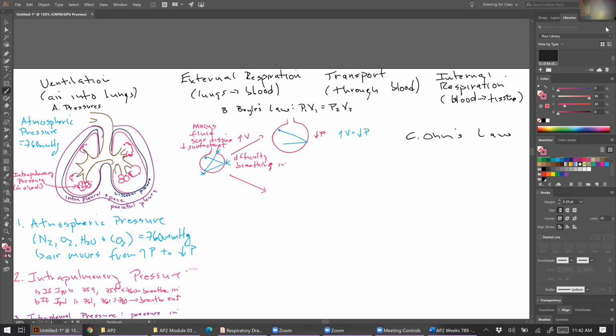Okay, so now if we're going to decrease the volume of our alveolus, so we're going to make it smaller, well, now that air molecule is going to bounce around like crazy. I'm drawing these little asterisks to say that's where we're hitting the wall, and that's what's causing pressure. So that is going to increase pressure.